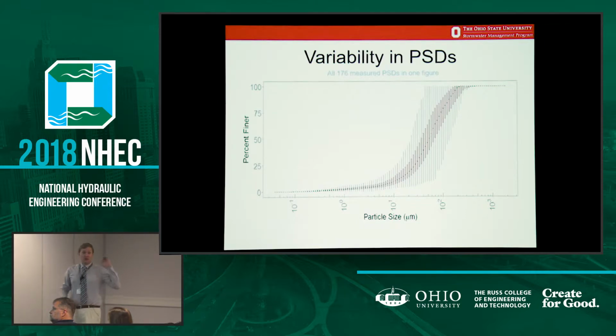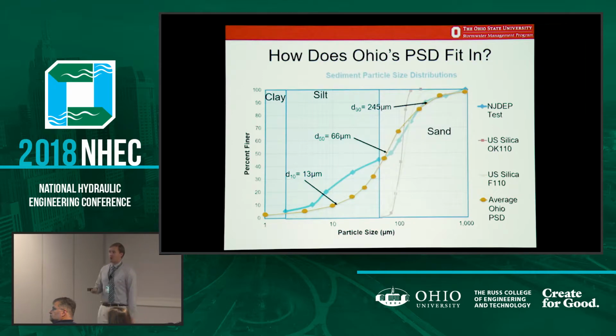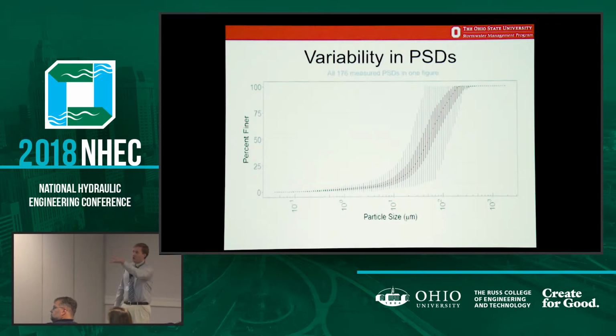So really, for picking a particle size distribution, I would just go with the New Jersey distribution here, because there's so much variability around the median that it would be hard to take one of our data sets and say, yeah, this is the exact one that I would use for testing.